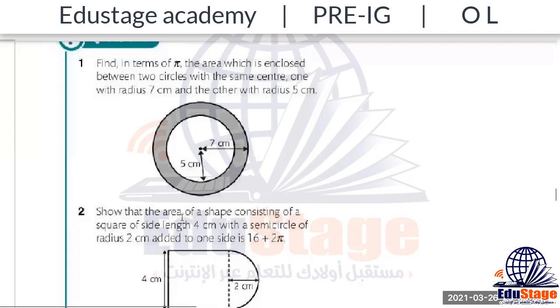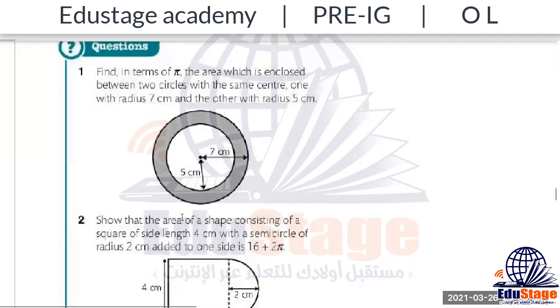Can you read number 1 now? Find in terms of pi the area which is enclosed between two circles with the same center, one with the radius 7 and the other with the radius 5. We need to do 1 first and then we go to 2.